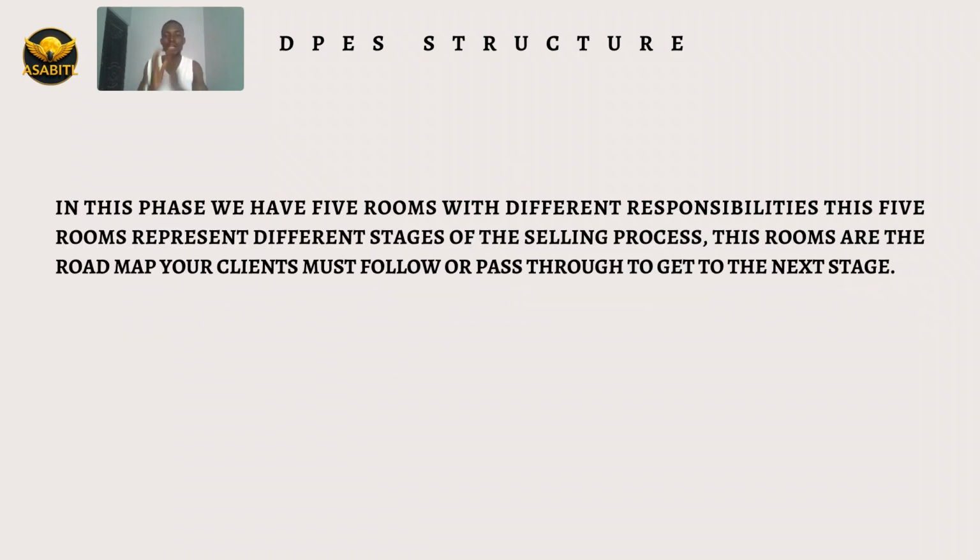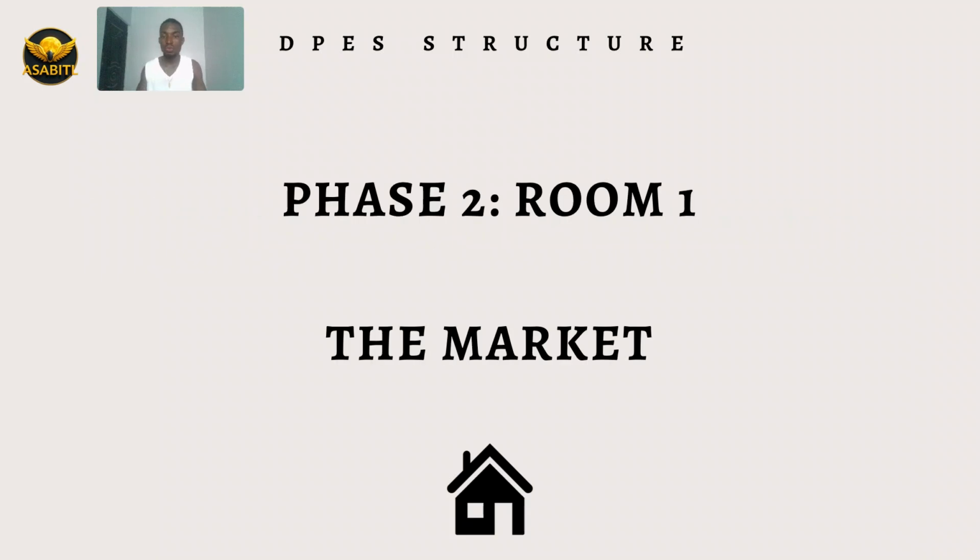Just like the first phase with 5 rooms, the second phase also has 5 rooms with different responsibilities. And in these 5 rooms, your subscribers or incoming clients will not jump to the next one. They must pass through one to the other. That is the reason why during our building process we have to build one before we move to the other.